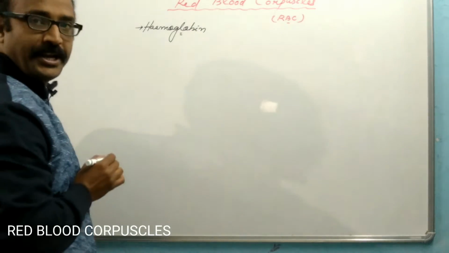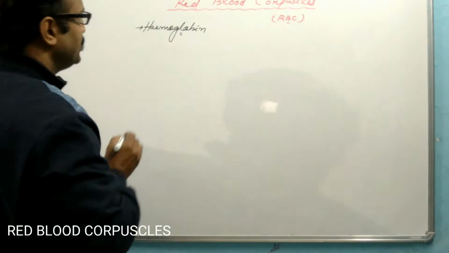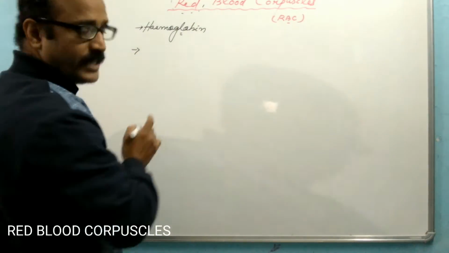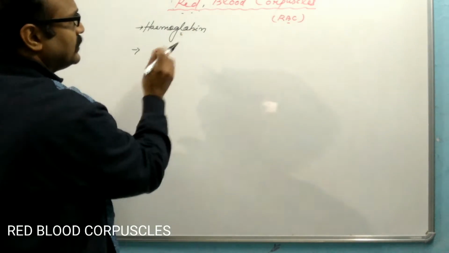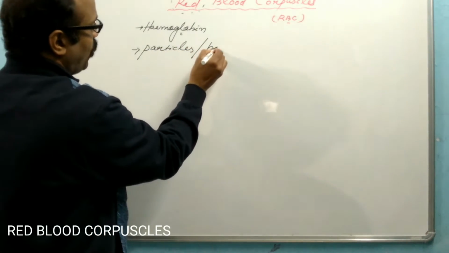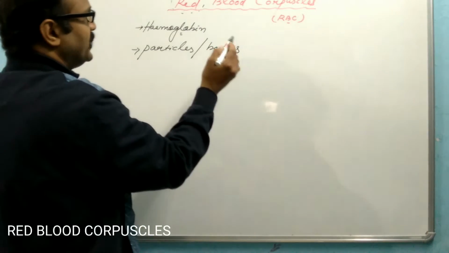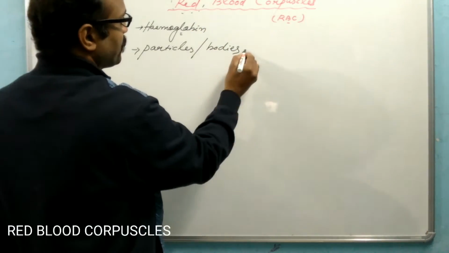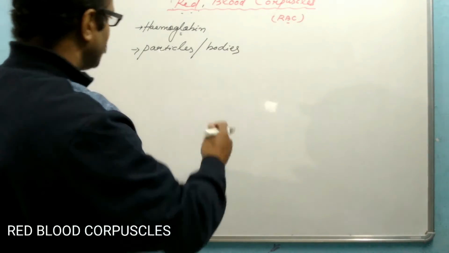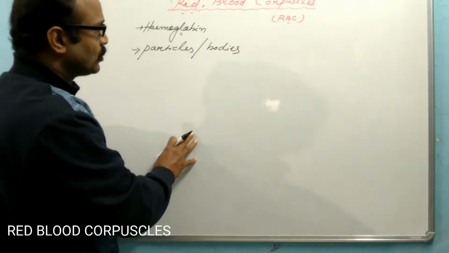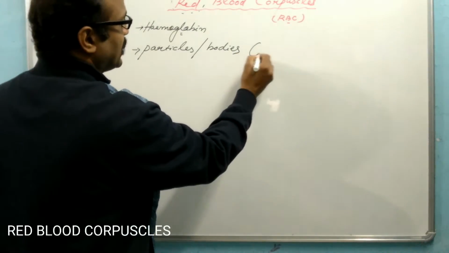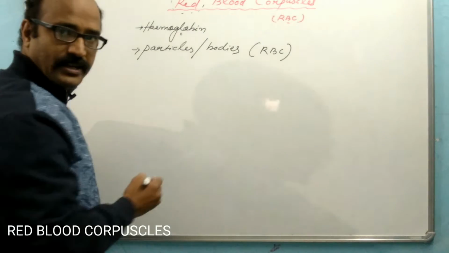Hemoglobin is the iron containing respiratory pigment. That's why blood is red in color. And these are known as corpuscles, which is the synonym of particles or bodies. These formed elements lack some of the typical features of the cells. That's why these are known as the particles or the bodies present in blood, and that's why they are known as the red blood corpuscles.